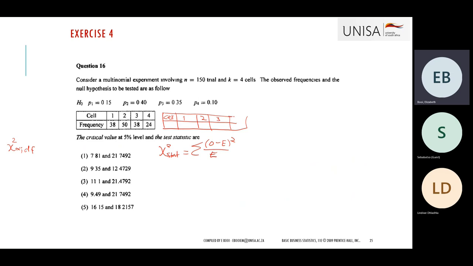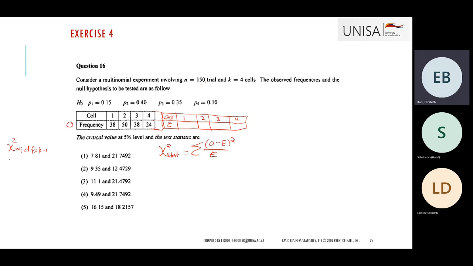Since these are your observed, you need to calculate the expected. But to calculate the expected, you need the total here. Already they gave you the total, 150. So your degrees of freedom here will be K minus 1.